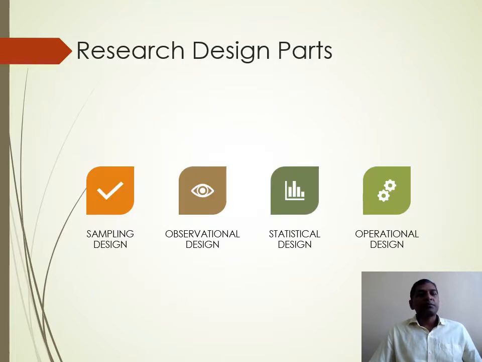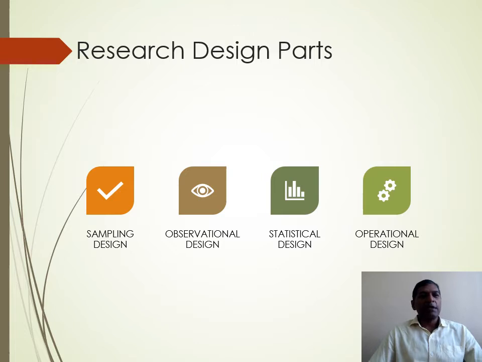Next, once we say that this is a design of our project, the design is nothing but planning, predefining every part of a research. So somebody can say that these are the four different parts of a research design. First, a sample design, then observational design, then statistical design, and then operational design.